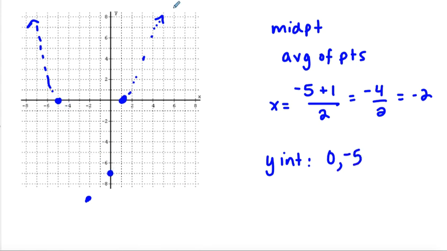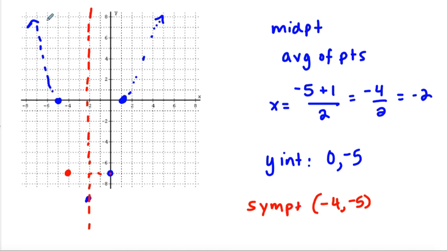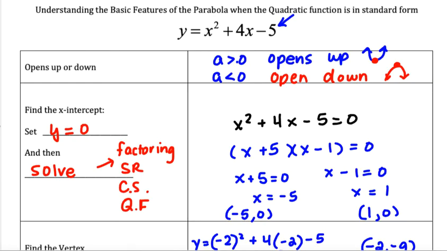And then if I think about that axis of symmetry going right down the vertex, then I know I'm going to have a point that's 2 away in this direction right here, which would be (-4, -5), and that would be my symmetry point. And so I have my nice parabola just like that, using things I do know how to find, the x-intercepts and the y-intercept.